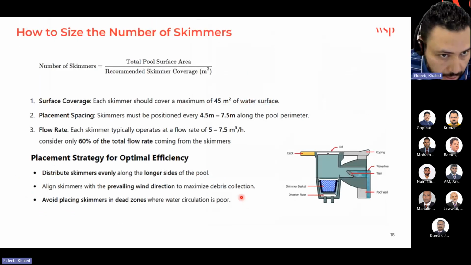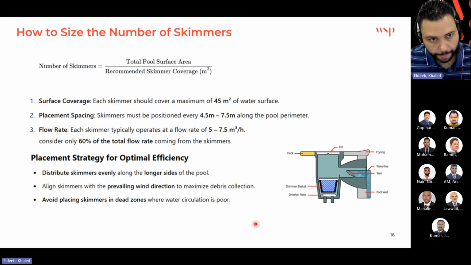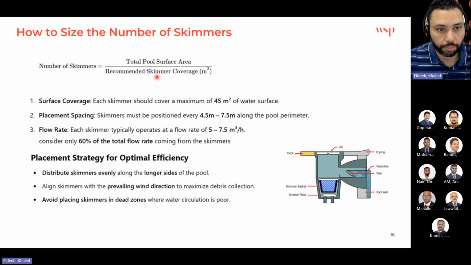Okay, how to size the number of skimmers? We can calculate the number of skimmers from this equation: the total pool surface area divided by the coverage of each skimmer.